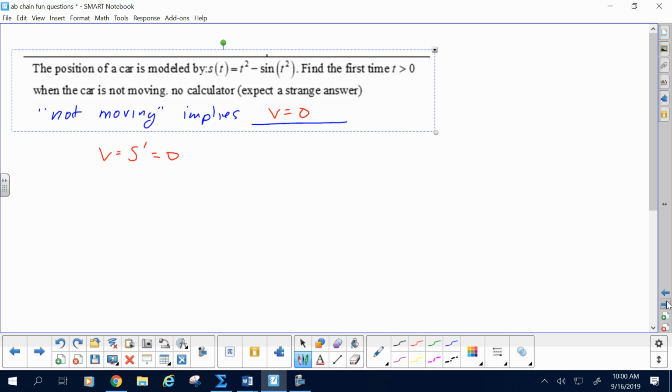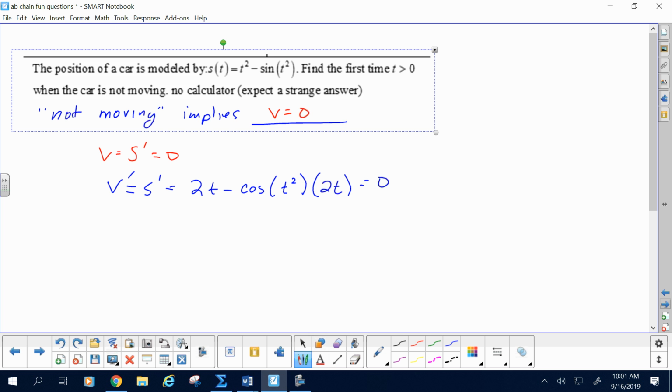Again, before you do too much in the wrong direction, let's make sure your derivative is correct. 2t minus, what's the derivative of sine t squared? Cosine of t squared times 2t, chain rule. Did you do the chain rule correctly? Yep. You're getting there. Now, can you do the pre-calculus?